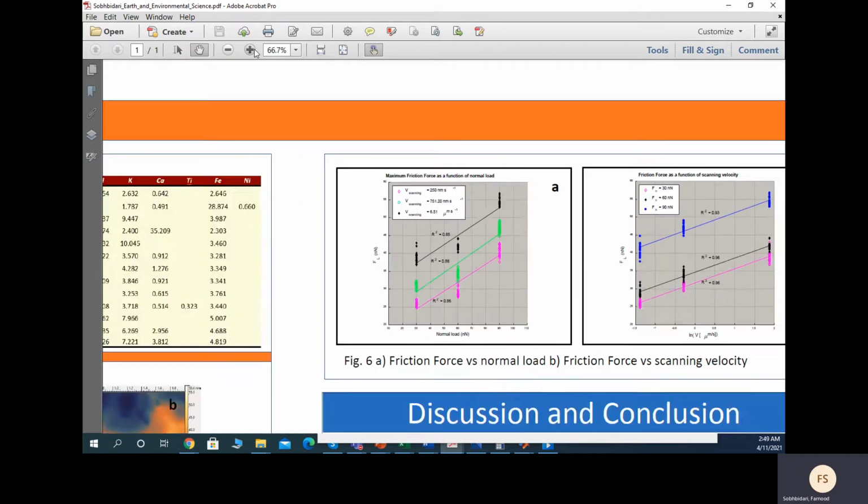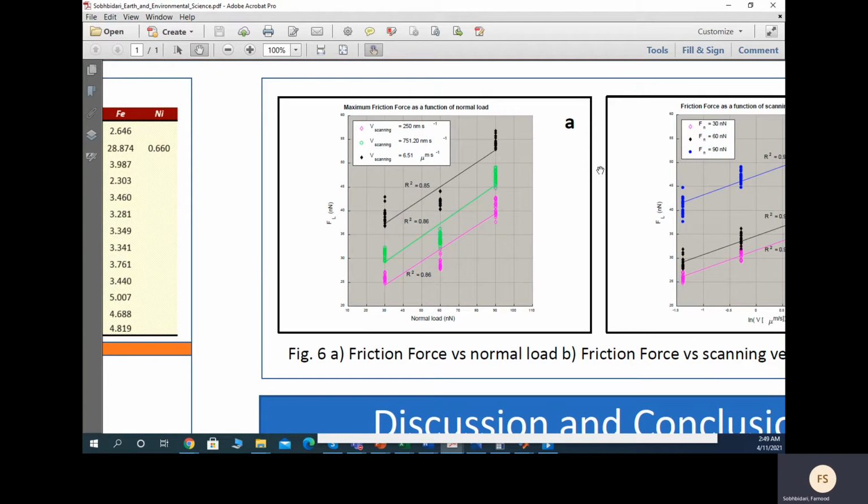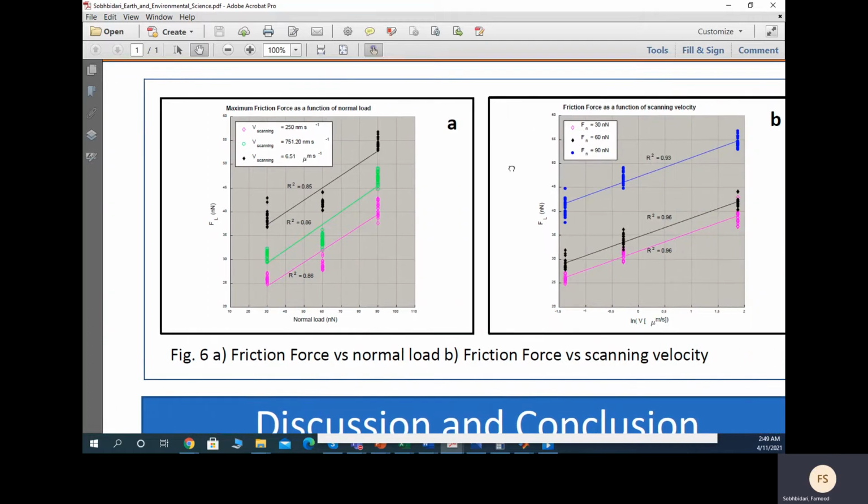So, what about the possible relationship between friction force and normal load? Here we can see there exists a linear relationship between those two parameters, for those three different scanning velocities.